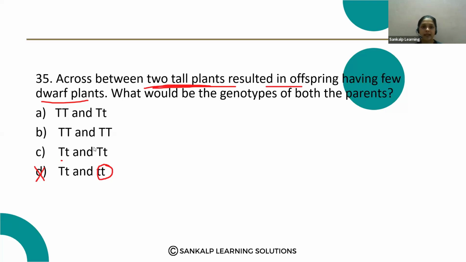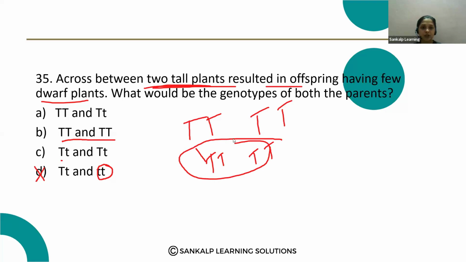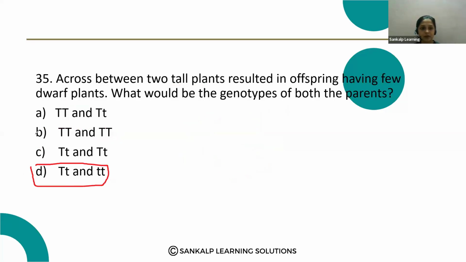Here, two tall plants are taken. If he takes capital T capital T for crossing, there is no possibility of the formation of dwarf plants, because both are in the homozygous condition and they are tall. You can check it, all are tall plants in the next generation. So this option is also not possible. Option B and D are not possible, this one and this one.